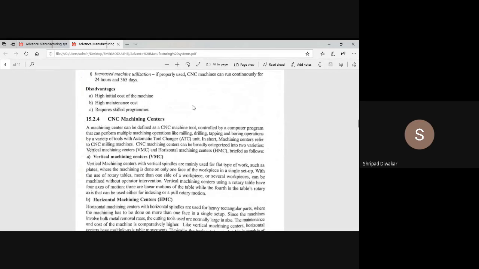But a conventional machine we cannot use for 24 hours. We can run for 2 shifts. Okay, but the CNC machine can run for 24 hours and for 365 days.